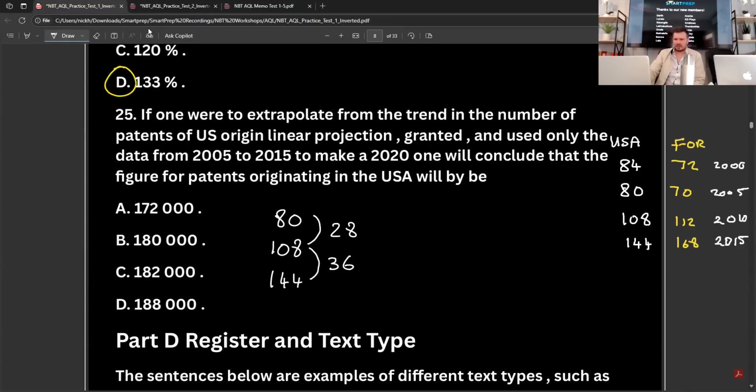36. Okay. So notice there's a difference here. So in the linear, there's a difference here of 8. Okay, so we can assume if it's a linear increase, this increase is going up by 8 each time. So then this will be 36 plus 8 is 44. Okay, so it'll go up by 44. So 144 plus 44 is 188. The answer is D. Okay, so hopefully that helped you guys.